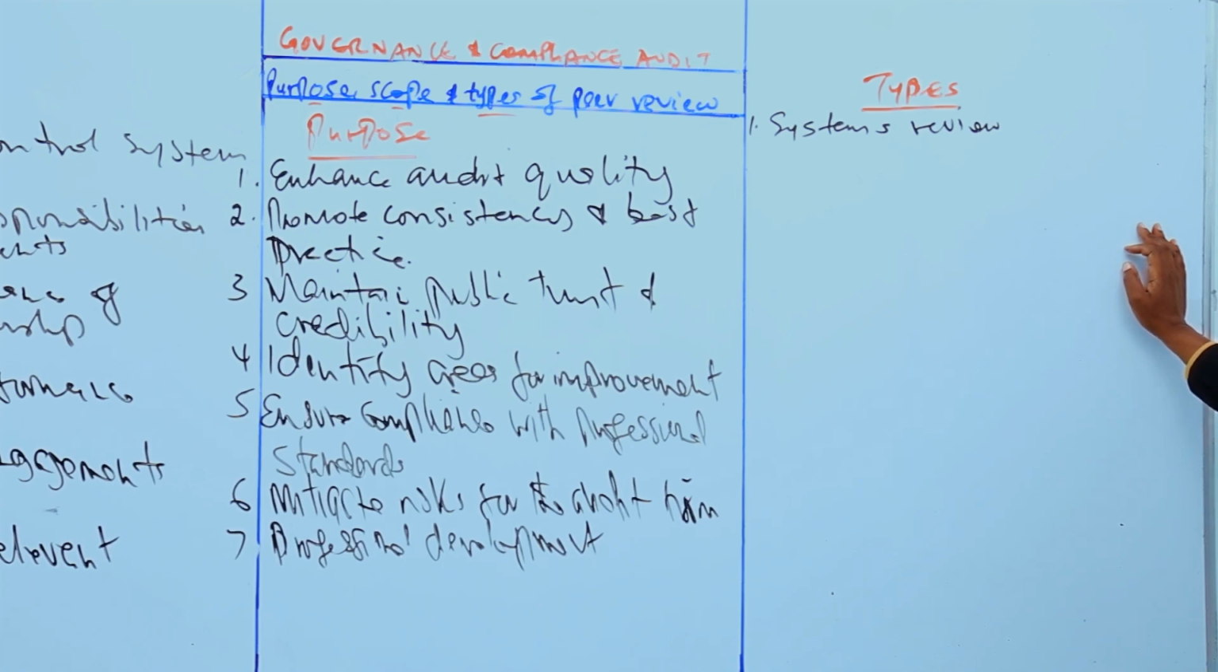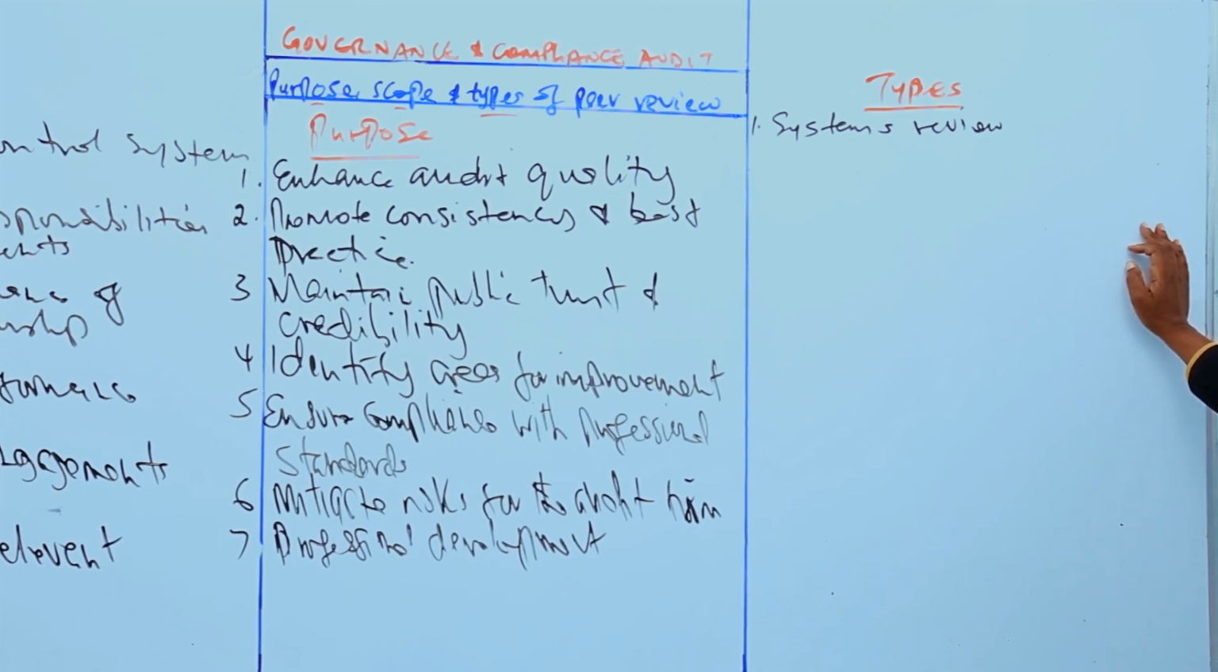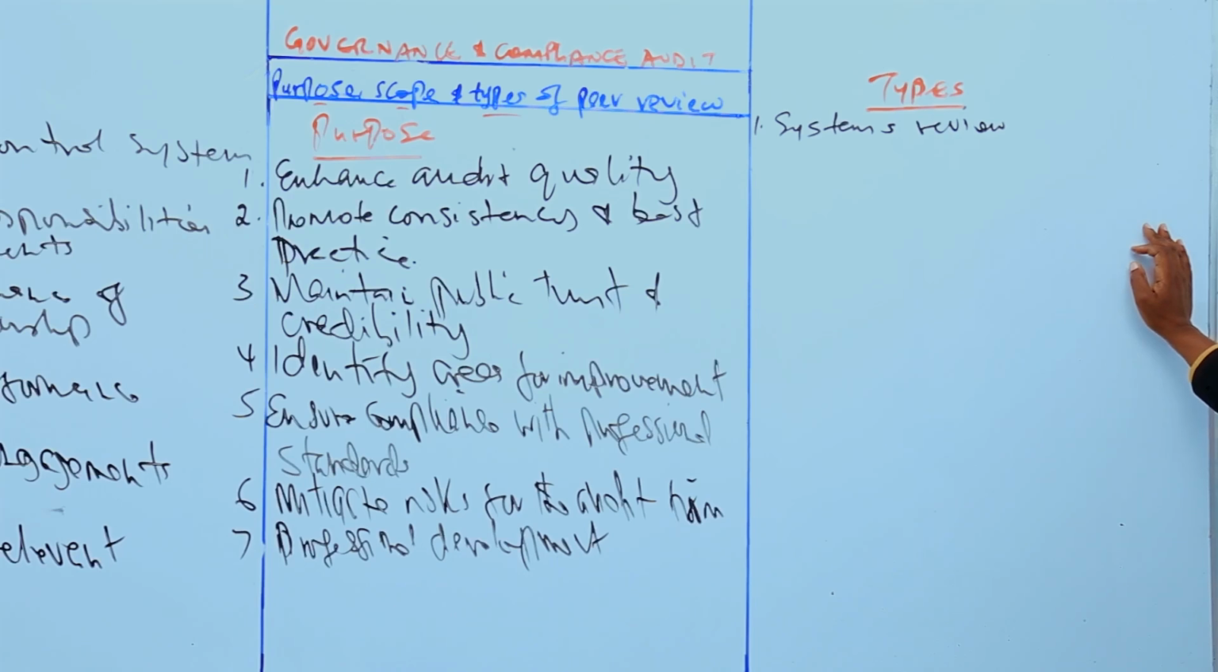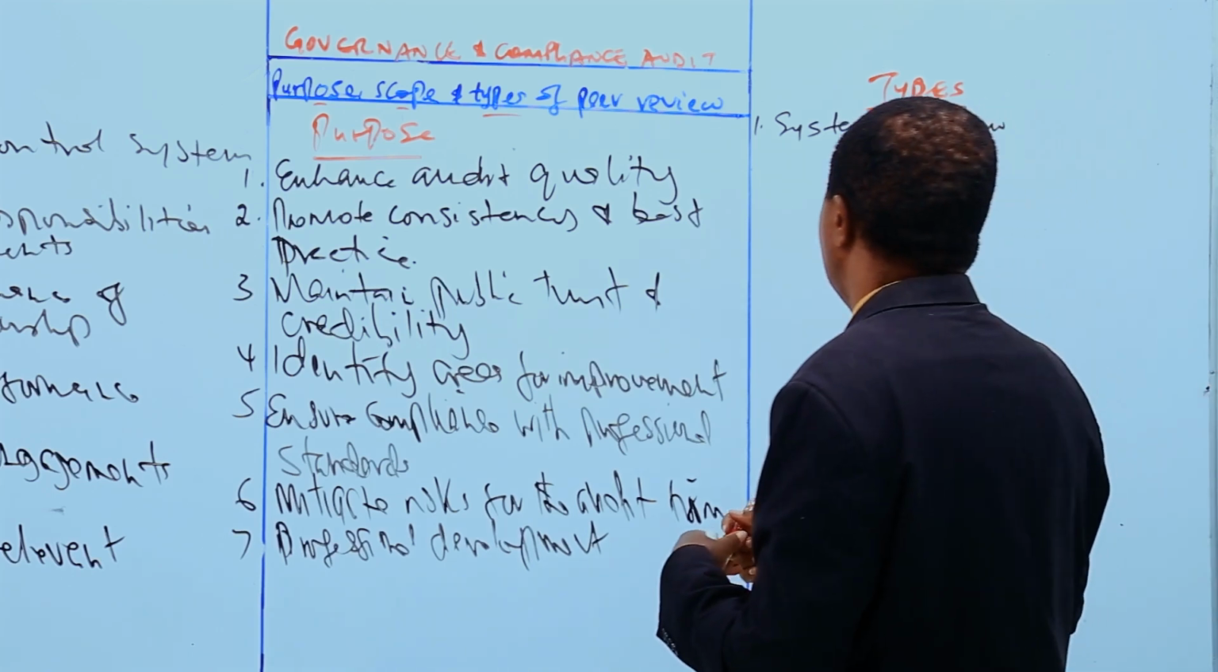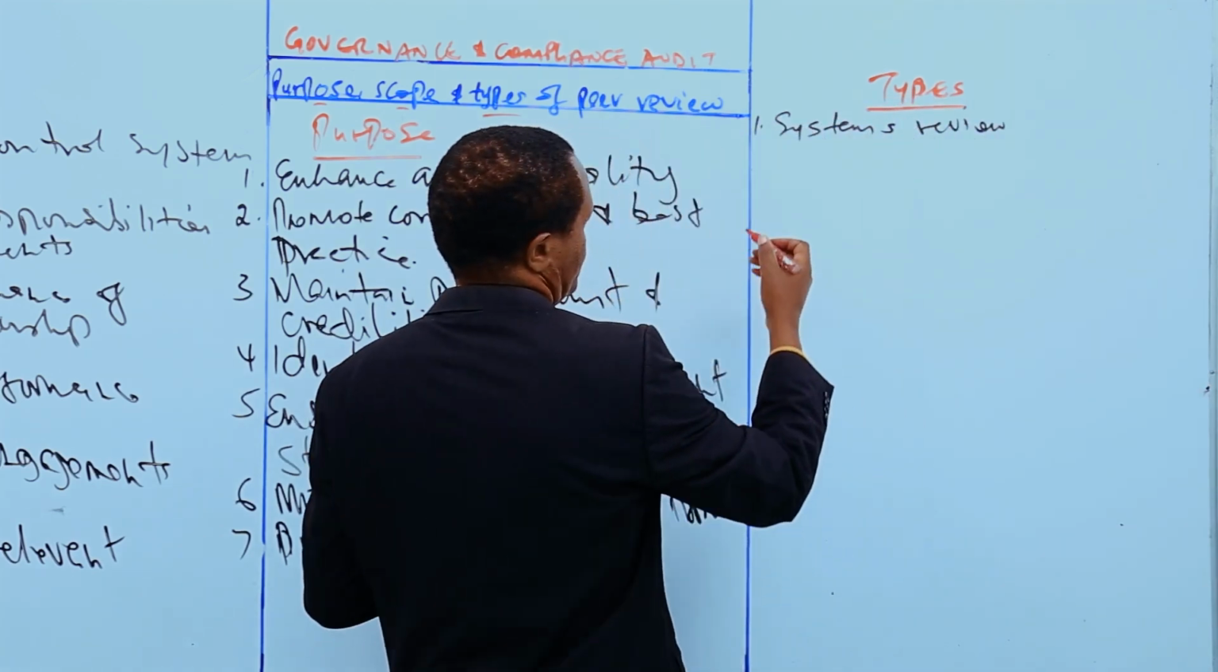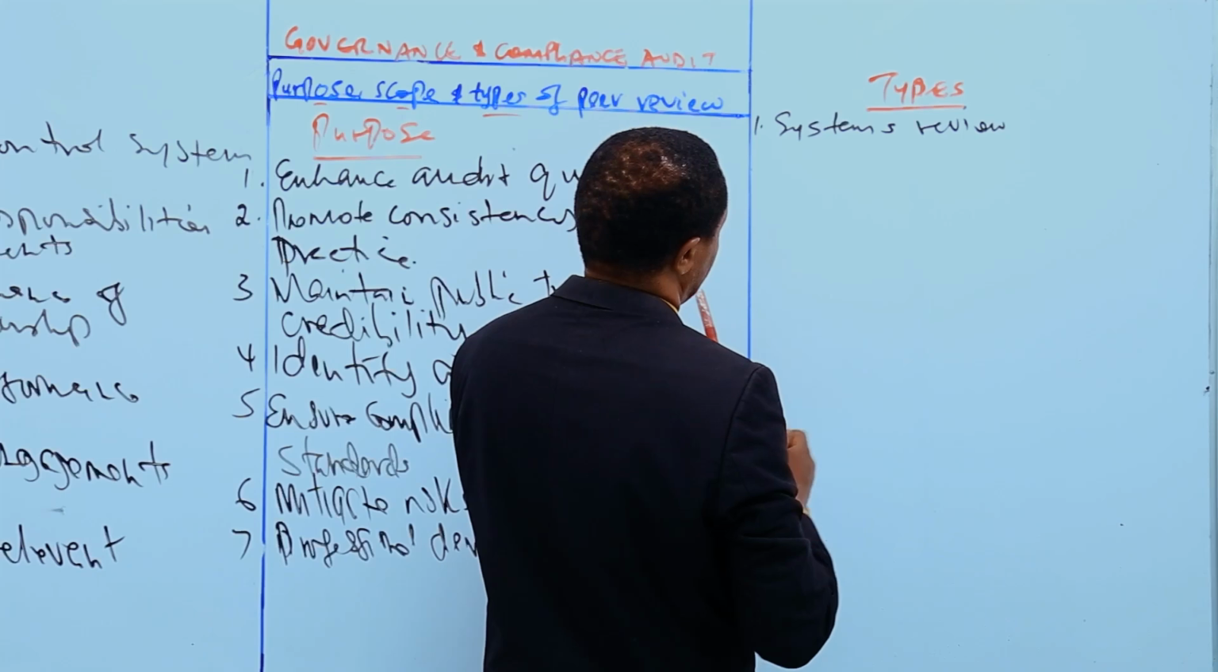And system review involves reviewing policies, interviewing personnel, and also examining a sample of engagements to see if the quality control system is followed and it is effective. That's the first type of peer review. Number two, we have engagement review.